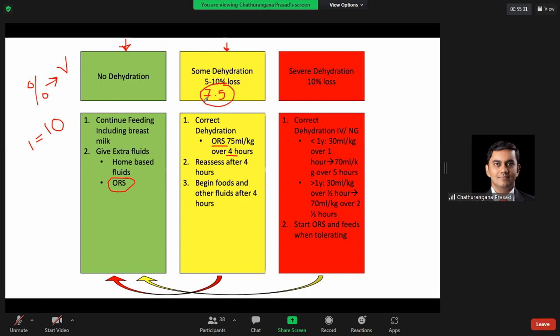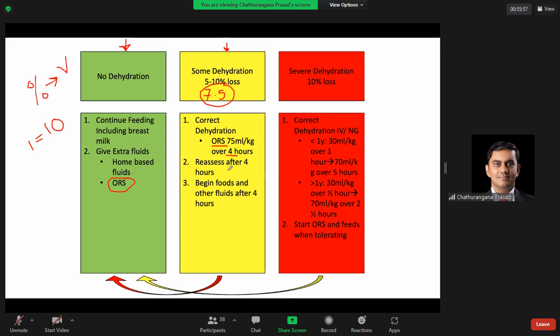Now let's take the example of a 10 kilo child coming with some dehydration. We need to give 750 ml. So the instructions should be clear. The mother should be told, okay, this child needs about 200 ml or maybe slightly less than that per hour. And maybe you can even refine and say every 10 minutes you need to give this volume, so that the mother can easily keep track of the amount of fluid that the child takes.